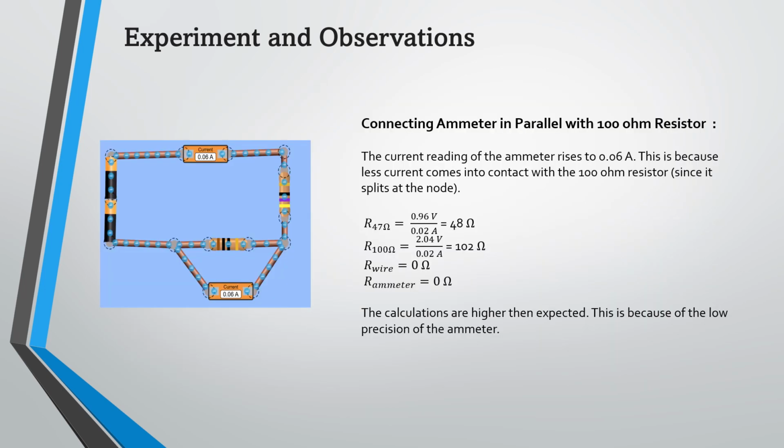The ammeter in parallel with a 100 ohm resistor. The current reading of the ammeter rises to 0.06 amps. This is because less current comes into contact with the 100 ohm resistor, since it splits at the node. When calculating the resistance, the 47 ohm resistor comes out to 48 ohms, and the 100 ohm resistor comes out to 102 ohms, and the resistance of the wire is equal to 0, and the resistance of the ammeter is equal to 0. The calculations are higher than expected. This is because of the low precision of the ammeter.